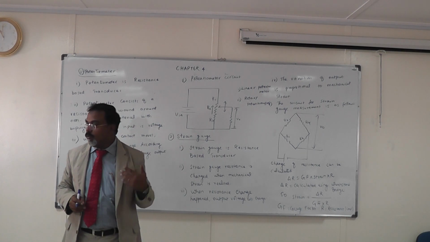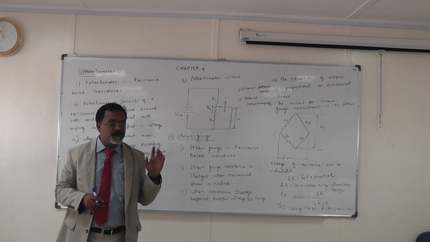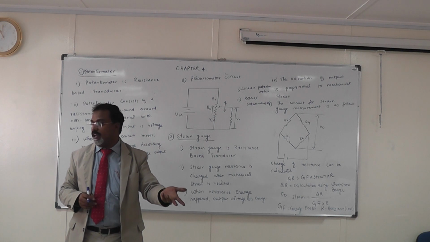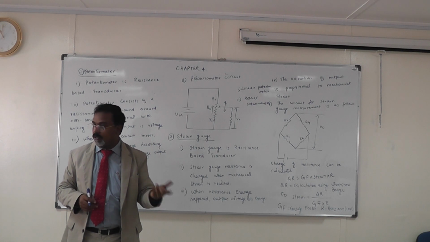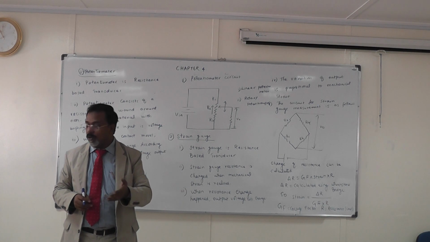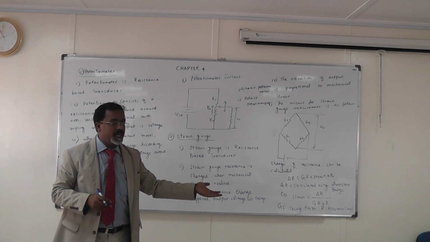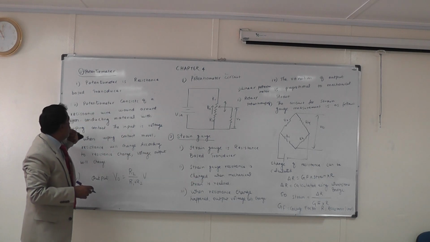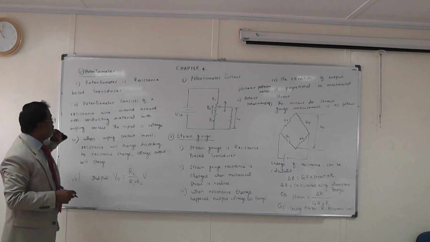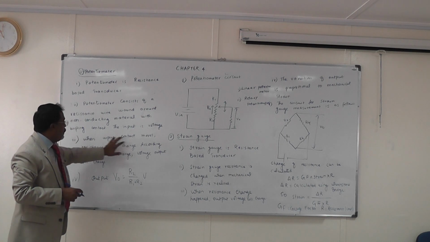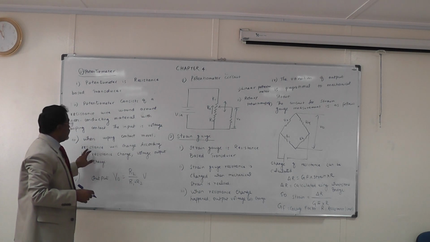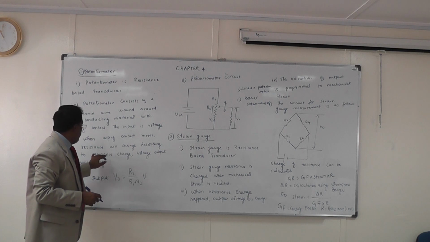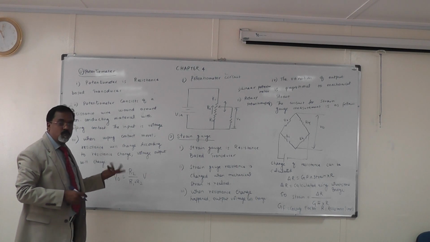How? You are varying the voltage. That's all. The concept is you are varying the resistance, then you are varying the voltage. V is equal to IR, you know that. So V is directly proportional to resistance. When you change your resistance, automatically the voltage will change. So that's the principle behind this potentiometer. See that. When the wiping contact moves, resistance will change. According to the resistance change, the voltage output will change.